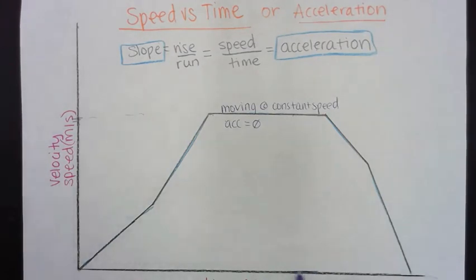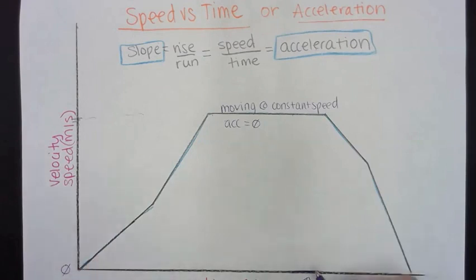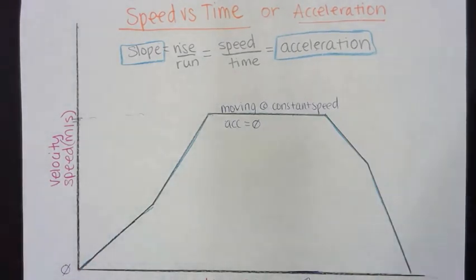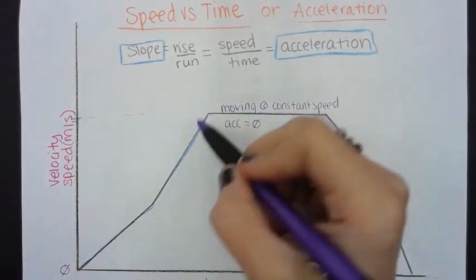If an object was not moving, look where I'm shading the line, it would be right here on the x-axis, where 0 would be the speed. So to not be moving, you'd have to be down here. And I'm writing "not moving" underneath there, but you can't see that.